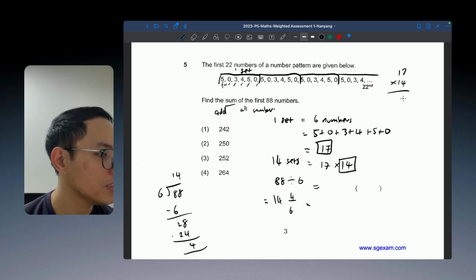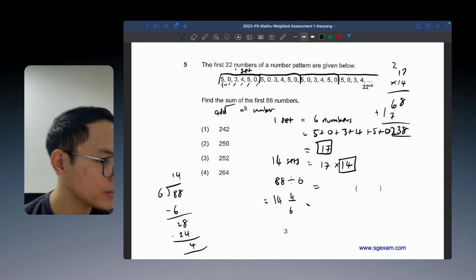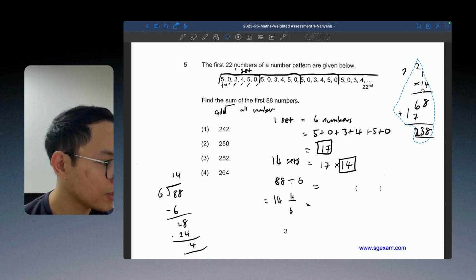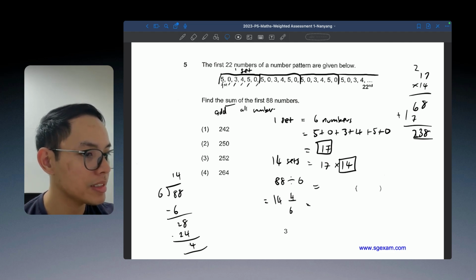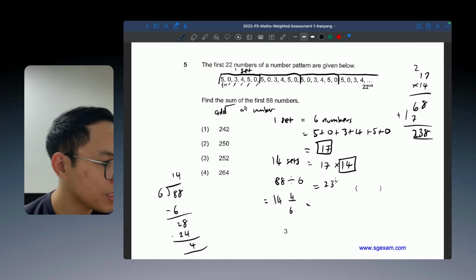So you see over here, it should be 8, 2, and then 1, 7, sorry. Yeah. So 1 times 4 is 4, this should be 68. Okay, and then we put 1, 7 over here, plus it should be, oops, 1, 2, 3, 8. Okay, so we have 2, 3, 8. Let me just put this whole thing over here, right? Okay, so this 2, 3, 8. So now we have 14 sets. That's equal to 2, 3, 8.